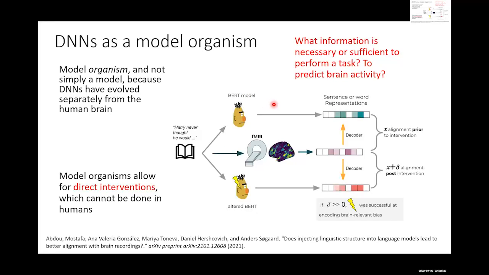And so these model organisms are interesting because they allow us to do direct interventions, which are not necessarily easy to do in humans, because of ethical or practical constraints. I think this is a very exciting area, and I showed a few works that are in this area. For example, the super word meaning work, where we made an intervention to remove individual word meaning and were able to make some inferences about fMRI and MEG recordings. I think there's a lot more work in this area to do.